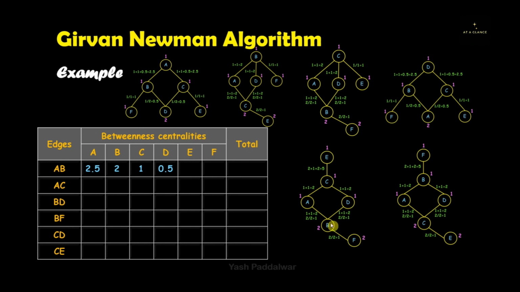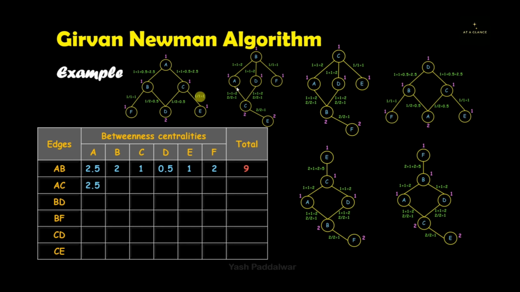Now in the next graph with respect to node D, the edge weight of AB is 0.5. Similarly, in the next graph, with node E as the root node, the edge weight of the edge AB is 1. Similarly, for F, the edge weight of AB is 2. Now we have filled all the values for AB. We just have to sum up all the values and write it in the total column. So the total of all these values is 9. So hence the edge betweenness centrality of the edge AB is 9.